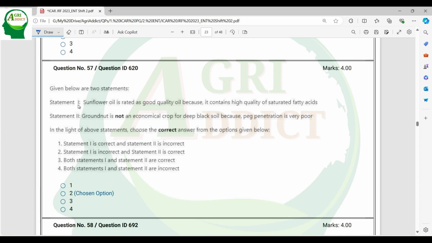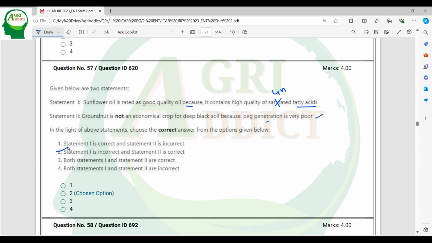Then question number 57. Statement 1: sunflower oil is rated as good quality oil. Because it contains a high amount of unsaturated fatty acids, so statement 1 is not correct. Groundnut is not an economical crop for deep black soil. Yes, it is not for deep black soil because peg penetration is very poor. It is for light soil. So here statement 1 is incorrect, but statement 2 is correct.